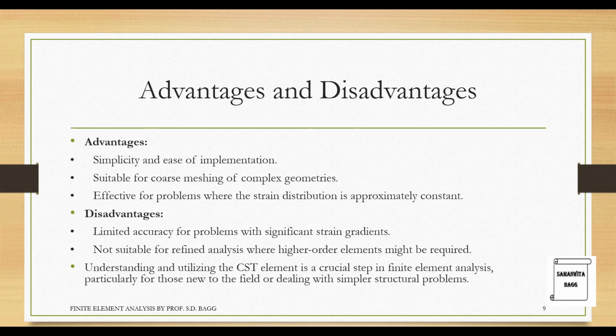Advantages and disadvantages. Advantages are simplicity and ease of implementation, suitable for coarse meshing of complex geometries, effective for problems where the strain distribution is approximately constant. And disadvantages are it has limited accuracy for problems with significant strain gradients. So suppose if you have a problem where there is a varying amount of strain over the body, then this kind of CST element cannot be used. You should go for LST element in that case.